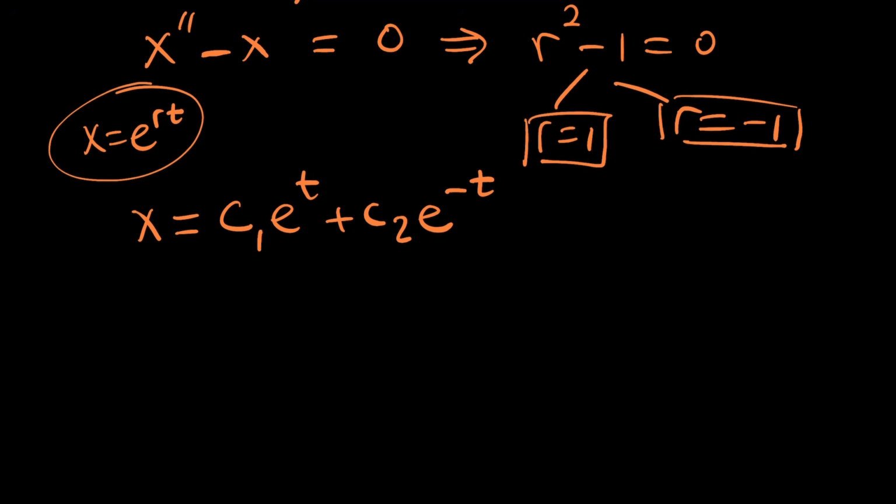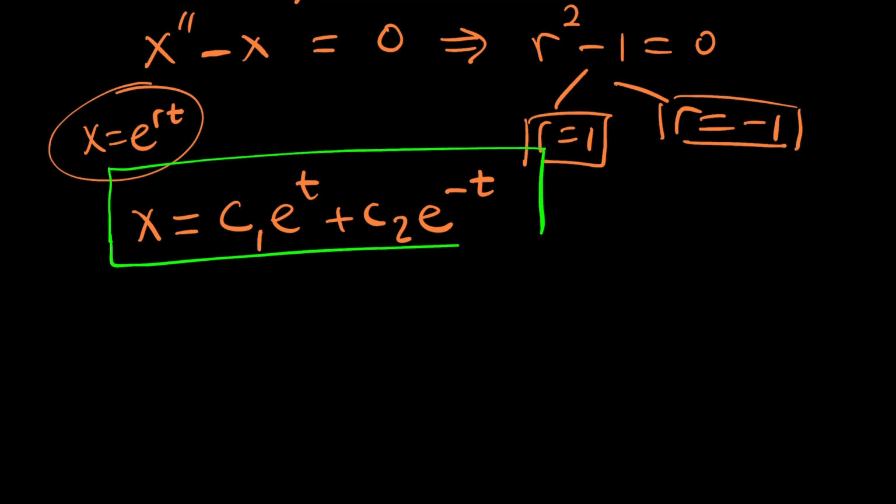If this wasn't a homogeneous equation, like let's say we had something like x double prime minus x equals t, then we would still solve the homogeneous equation. And then for the polynomial forcing, we would assume a particular solution like a t plus b, plug it in, and then find the values of a and b, and then add it to the homogeneous solution. Because the general solution is always made up of the homogeneous solution plus the particular solution. But since we have a homogeneous equation, this is the only solution for x, which is nice, right?